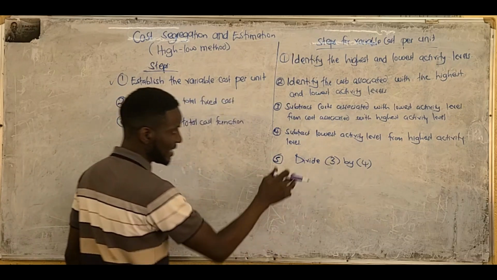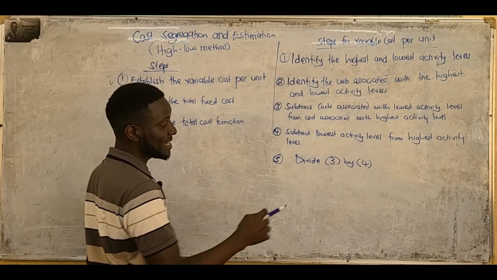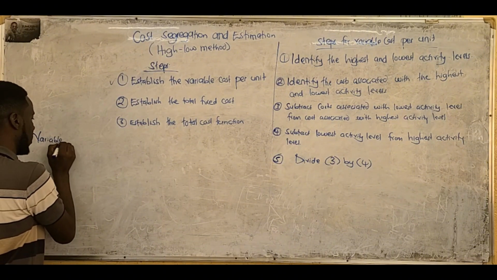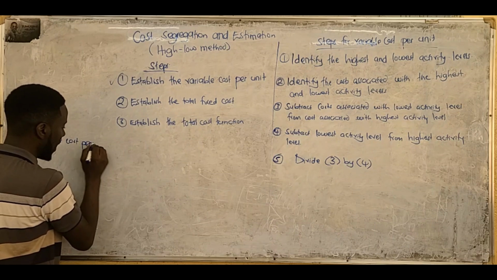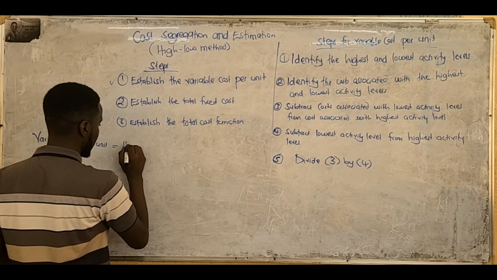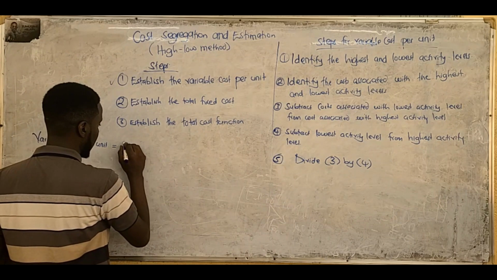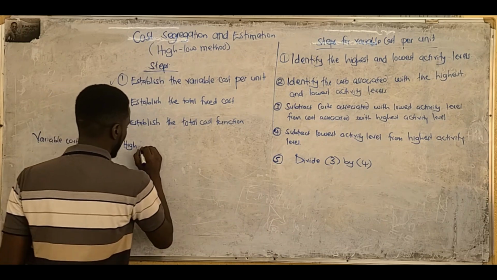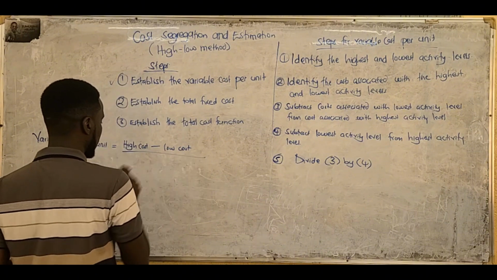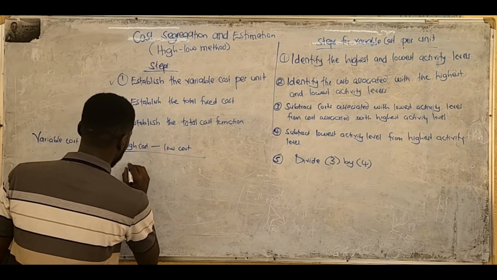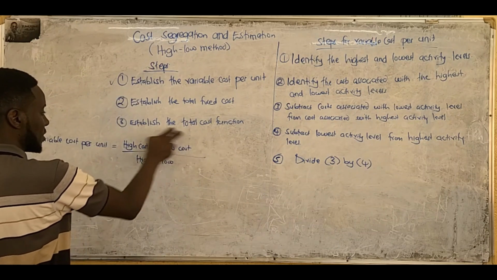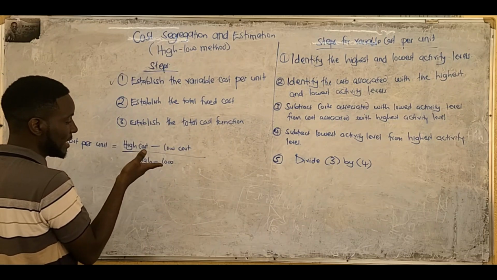Now, ideally, what I'm talking about here has a certain formula. So you can say variable cost per unit could be high cost minus low cost, or cost of high minus cost of low, then you say high minus low. Now, these ones are the cost associated and these ones are the activity levels.